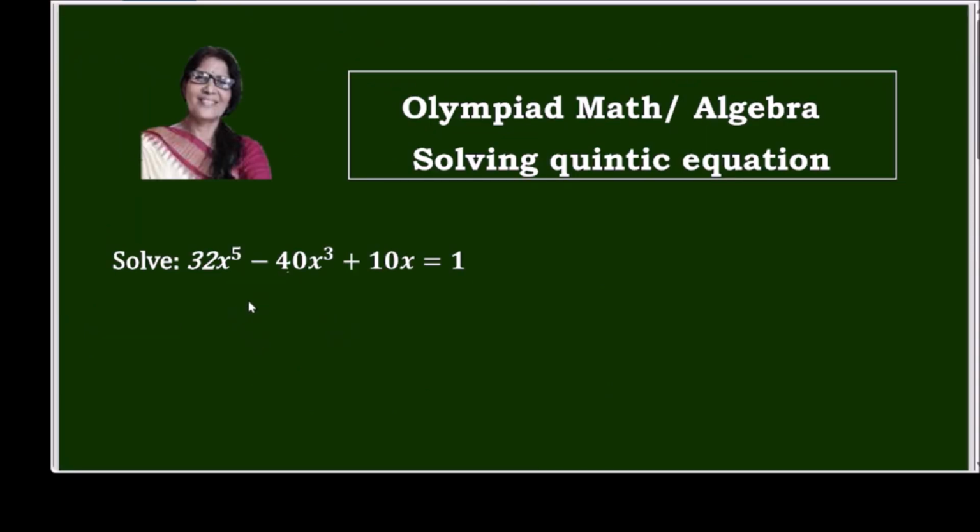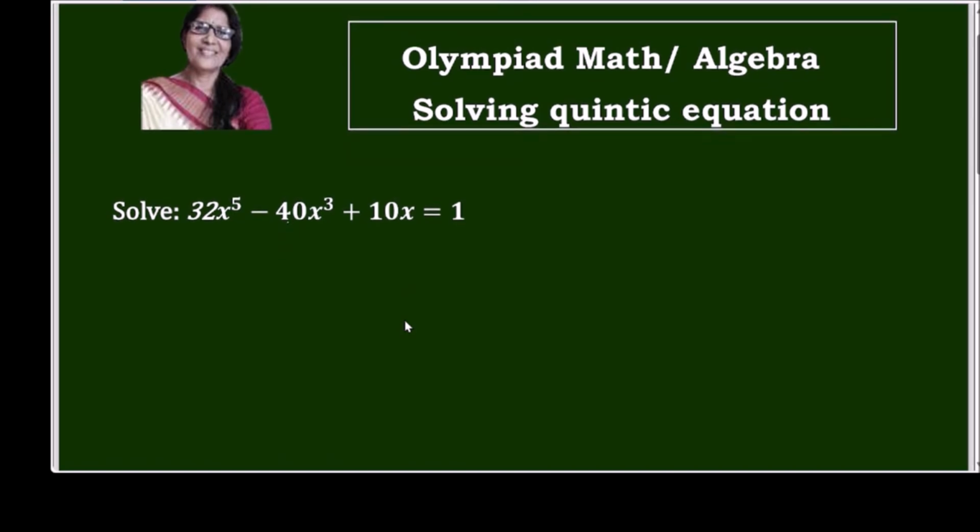Question is, solve 32x power 5 minus 40x power 3 plus 10 times x equals 1. It's not quadratic, it is not cubic, it is an equation of power 5. So it is not that easy to solve unless we take some trigonometric function. So first I should think critically which function I can apply. It comes to my mind that I can take the help of cos 5 alpha.